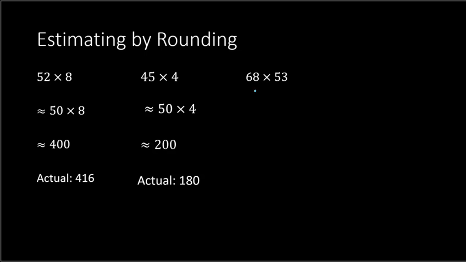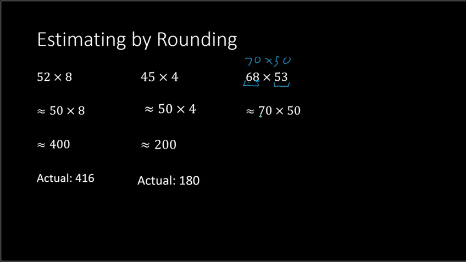Here we're dealing actually with two two-digit numbers, which the lesson was multiplying with one-digit numbers, but we can still do it here because if we round 68, that would round to 70, right? The 6 would round up to 7 because the 8 makes it go up. And then 53, that can round to 50. That's closer to 50 than to 60. So what we have is 70 times 50.